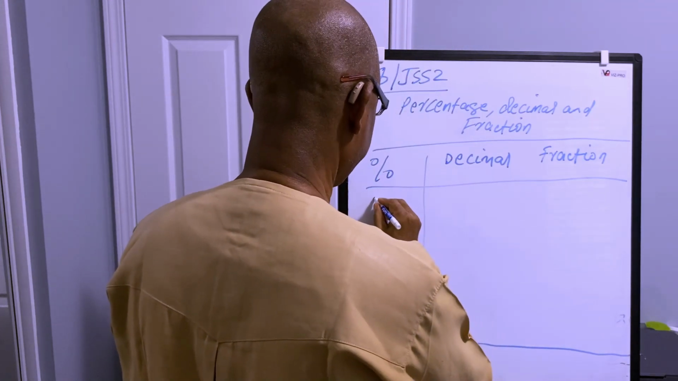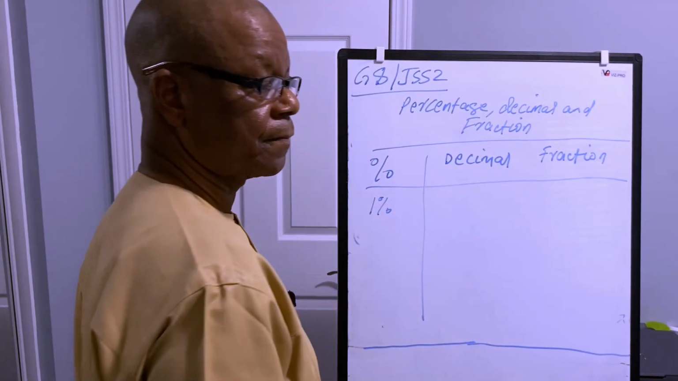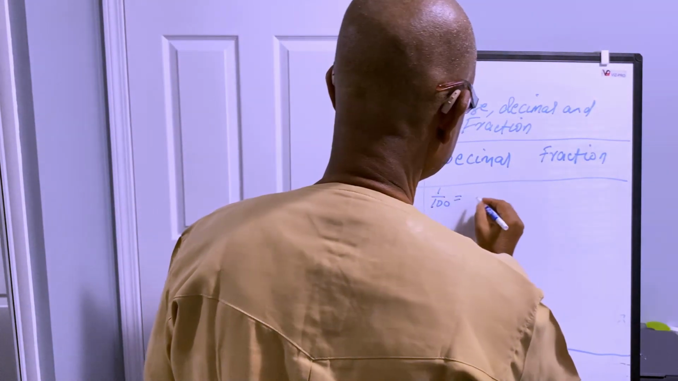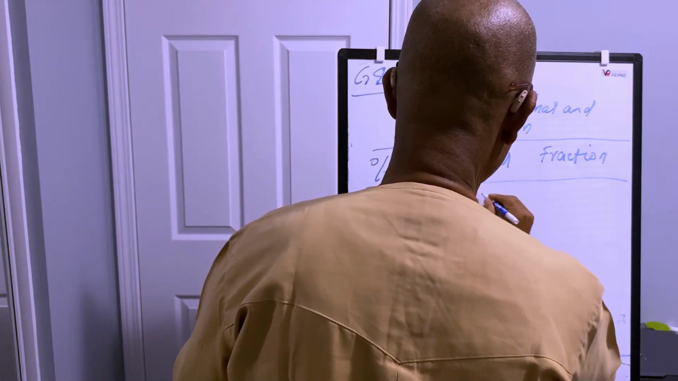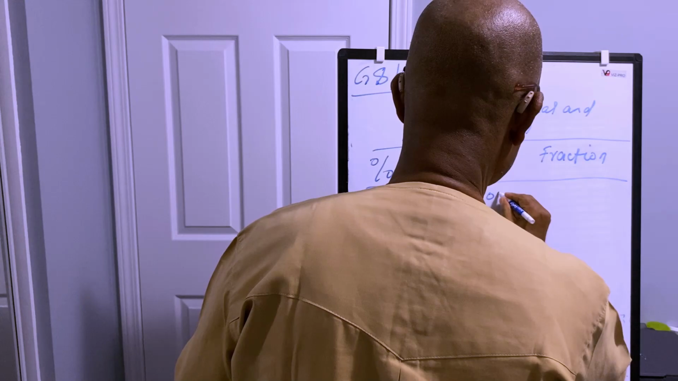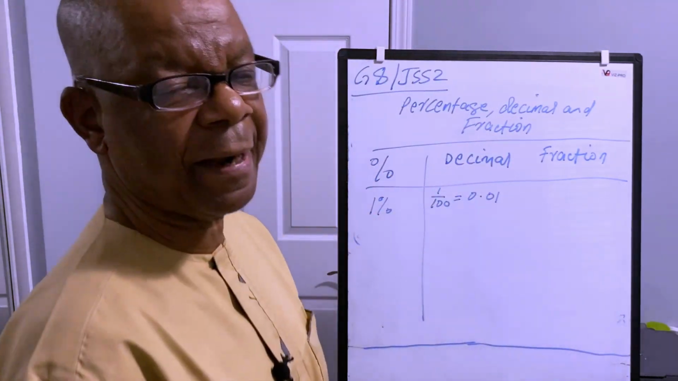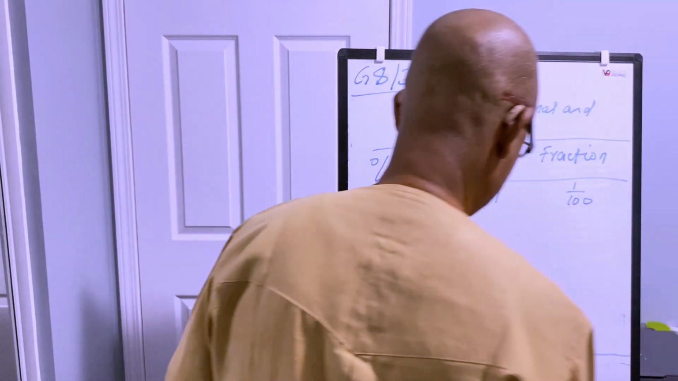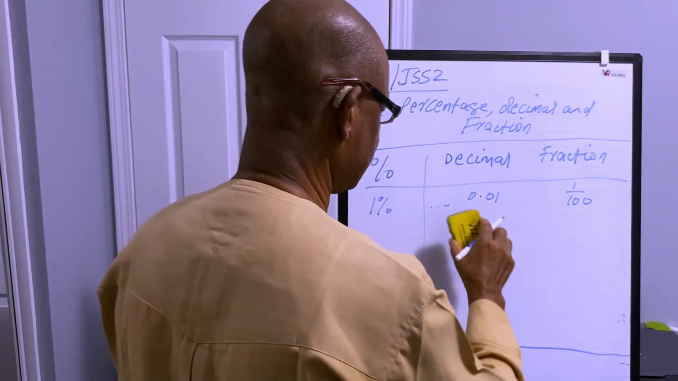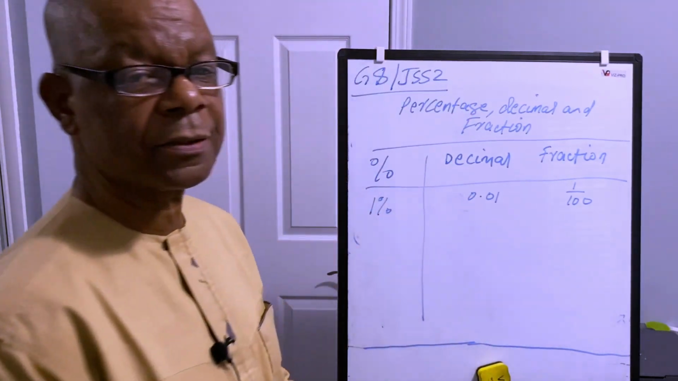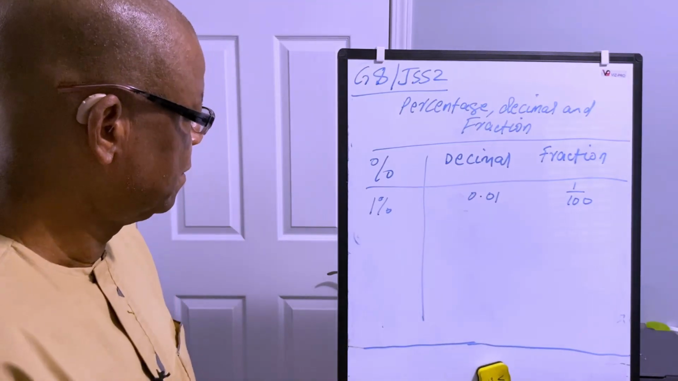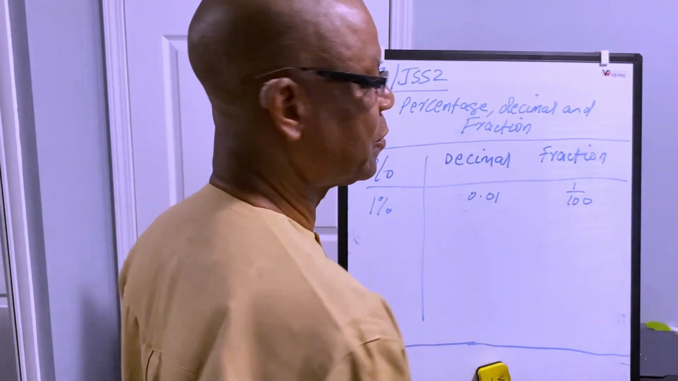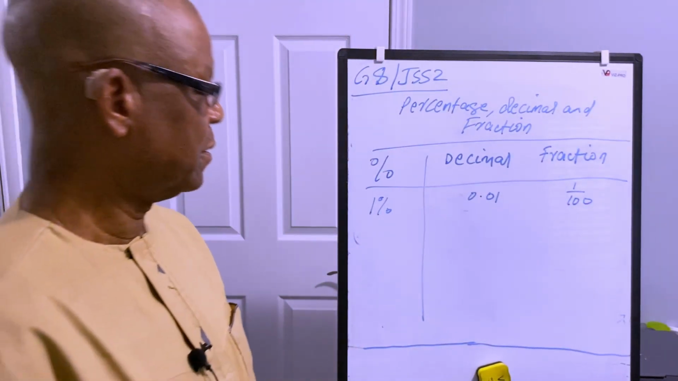When we have 1%, what we mean here is 1 over 100, which is 0.01. This is for the decimal. But for the ordinary fraction it is 1 over 100. So our answer here is 0.01. That is what 1% is all about. 1%, 0.01 as a decimal fraction, and 1 over 100 as the ordinary fraction.